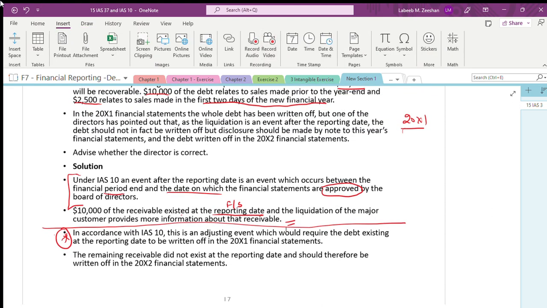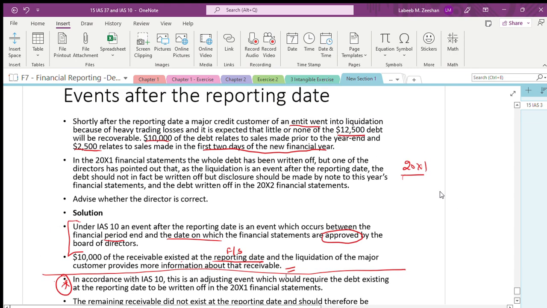They are talking in terms of the sales. Is it right? They say that $10,000 of the debt relates to sales made prior to the year end. Once you are saying it is related to prior to the year end, is it right? What does it say?